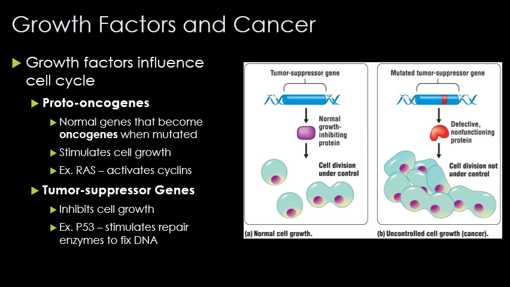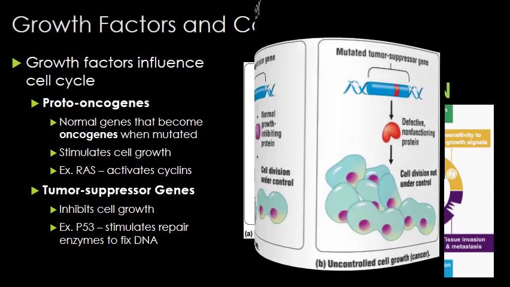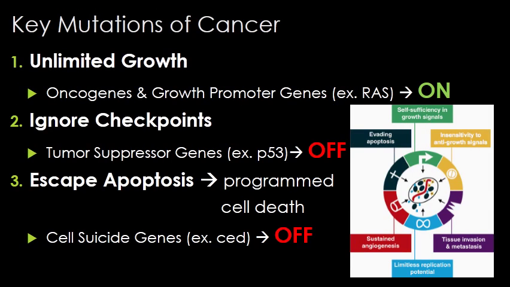The most common example of this is the gene p53, which stimulates proofreading enzymes to repair damage to DNA, because cells don't become cancerous without several mutations. So if you can fix the mutations, you can fix the cancer. There are 6 key mutations or characteristics that are necessary for something to be truly cancerous.